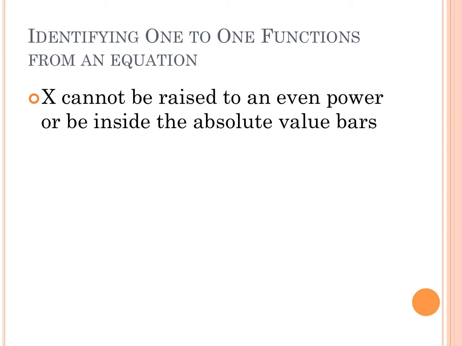Real quick, and then I'll do that last example. The third test to see if it is one-to-one, which means it can have the inverse, is from an equation. So remember, the function test was that the y couldn't be an absolute value and the y can't be raised to an even power. Now it's the x. The x cannot be raised to an even power or be inside an absolute value.